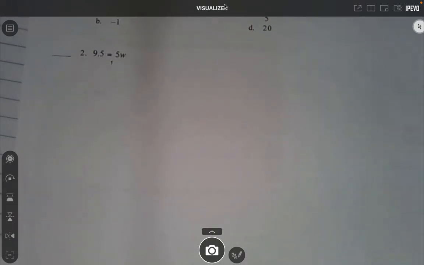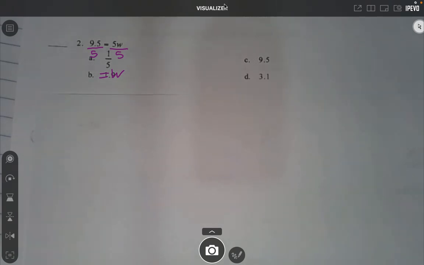Next one. What do you do on this one? How do you solve for W? Divide by what number? Divide by 5, because that's over there with the W. So what is 9.5 divided by 5? 1.9. And that's an answer choice. Oops, you can't see it. Right there. 1.9. Everybody's got that one? Yep.